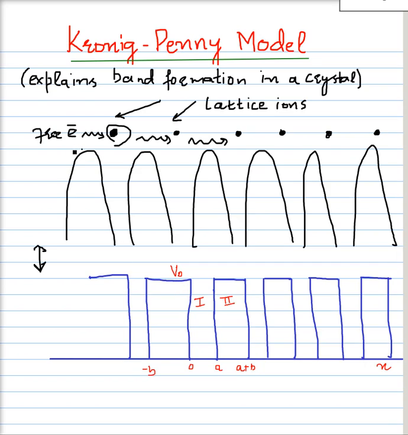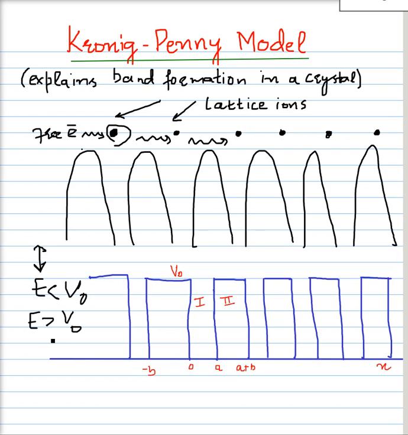Now it depends whether this electron will have an energy greater than V0 or lesser than V0. So in this case, two cases might arise: whether the energy E is less than V0, or whether the energy E is greater than V0. That is, we have two cases: the energy of the electron is greater than V0, or the energy of the electron is lesser than V0.